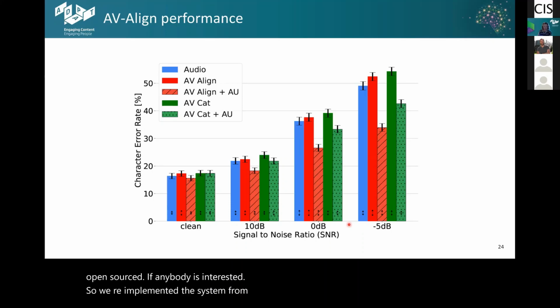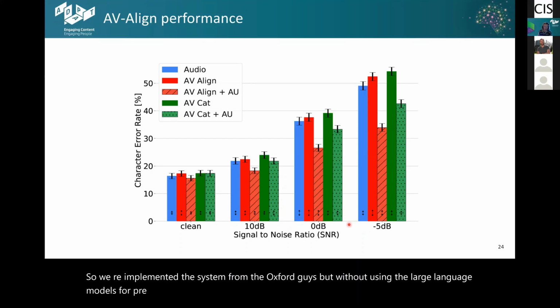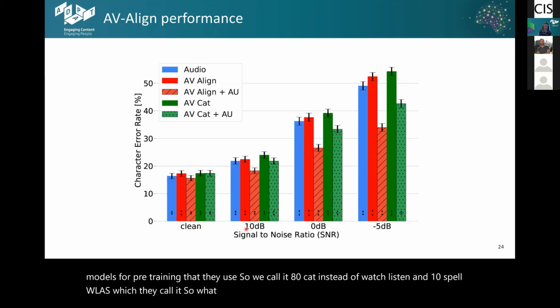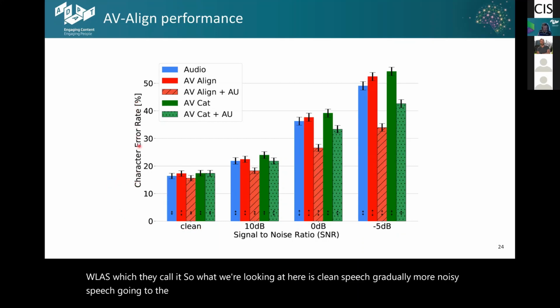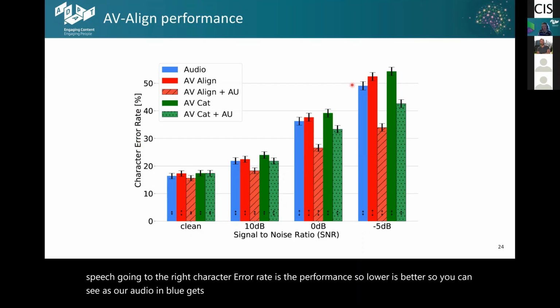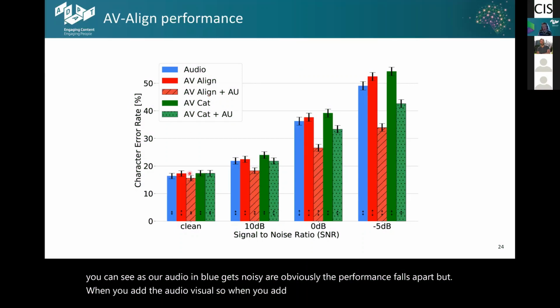So what we're looking at here is clean speech, gradually more noisy speech going to the right. Character error rate is the performance, so lower is better. So you can see as our audio in blue gets noisier, obviously the performance falls apart. But when you add the audio visual, so when you add the visual side to things, the best system that we have is this striped bar here. It doesn't fall apart as much, which in audio-visual speech recognition is actually, with state of the art, as much as you can hope for. So we recover some of the performance, and we do that more effectively than the watch, listen, attend, spell system in green.